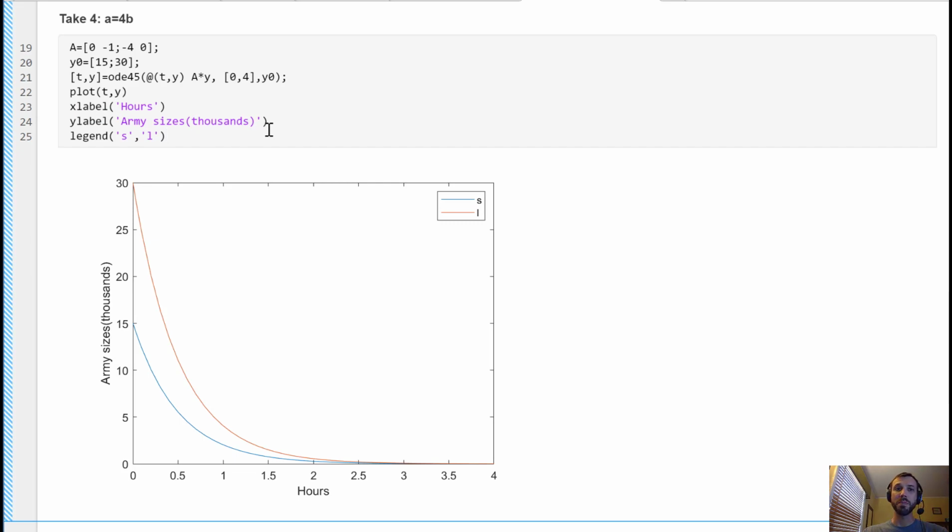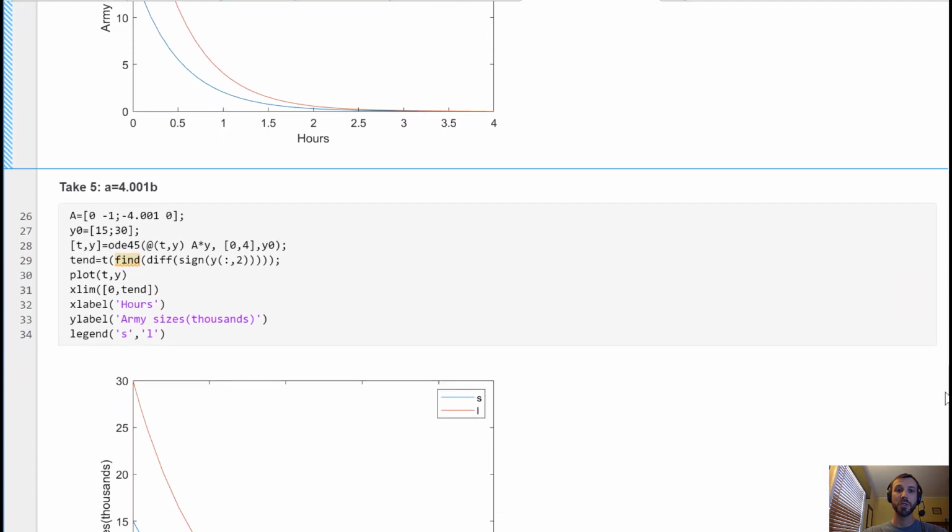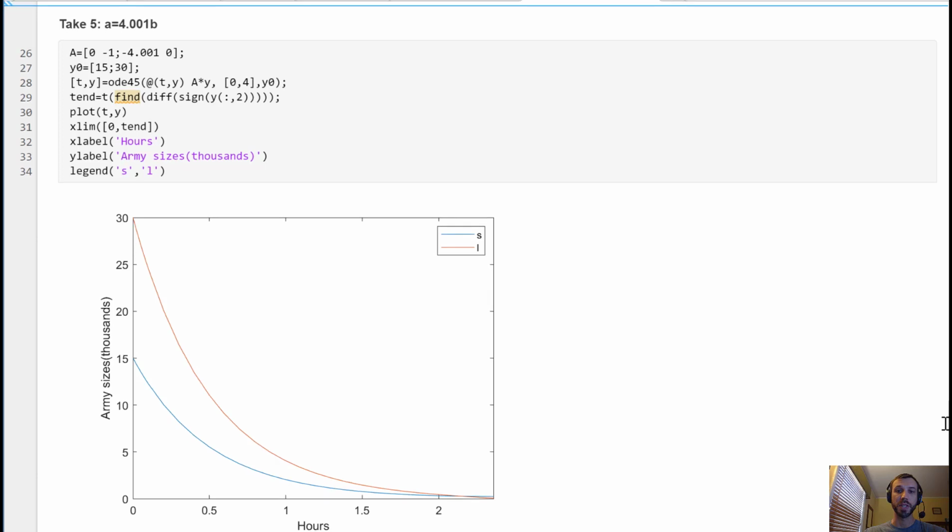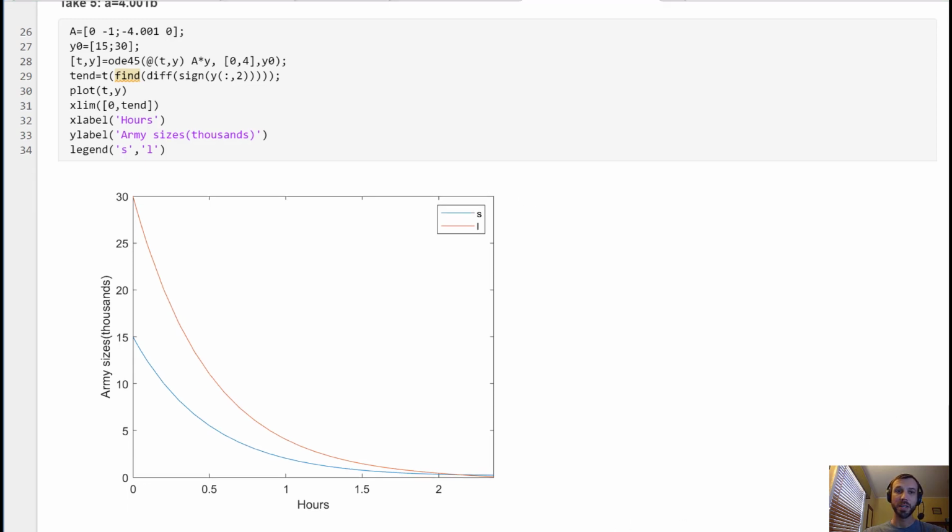Reaching an equilibrium type situation is good because that means if I bump this factor up a little bit above 4, that should be enough to get the Starks victory. And sure enough, trying 4.001, for example, means that after roughly 2.5 hours, the Starks have finally emerged victorious, the Lannisters are dead, and although they only have less than 1,000 left, at least they won the day.